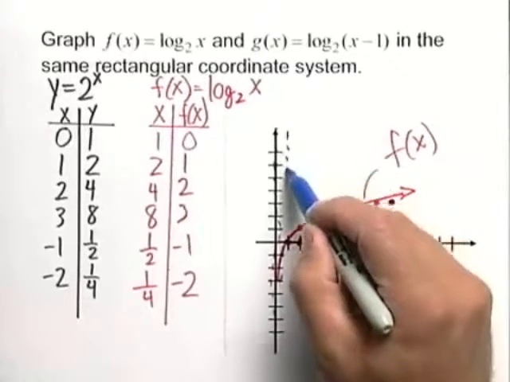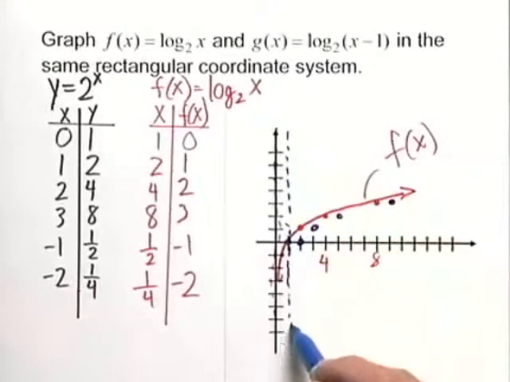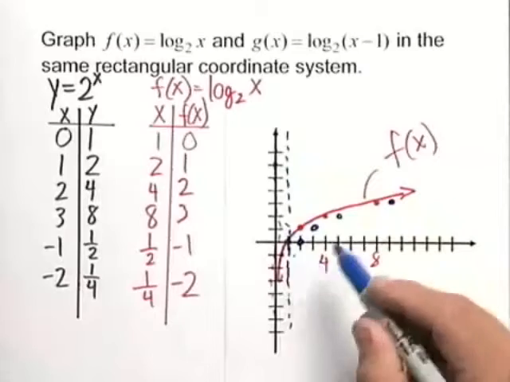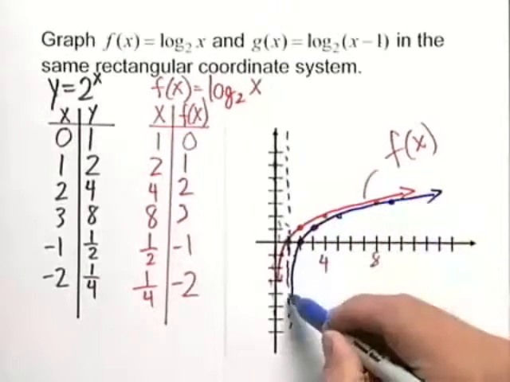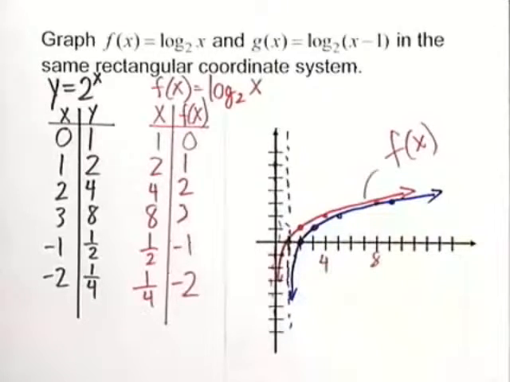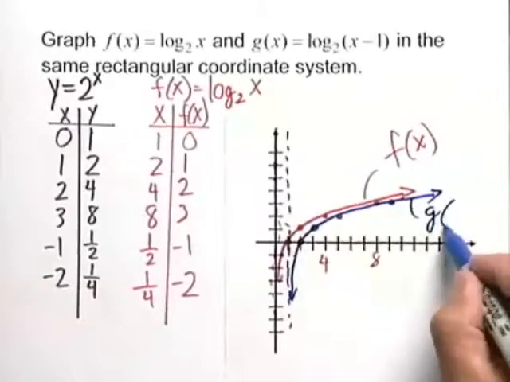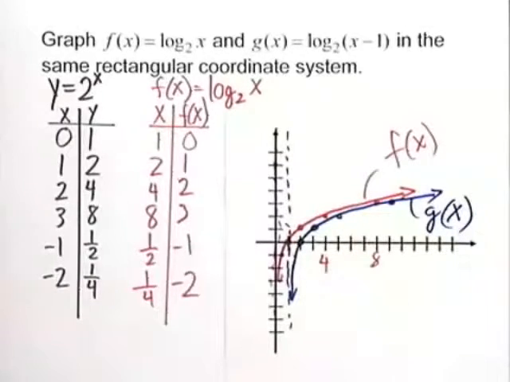Important thing to remember here too as well is that our vertical asymptote is also shifted over 1 unit. And so we need to draw that in here as well. So let me get that drawn in there. We'll never ever cross that vertical line drawn in blue here. So we now have our log base 2 of x minus 1 function drawn.